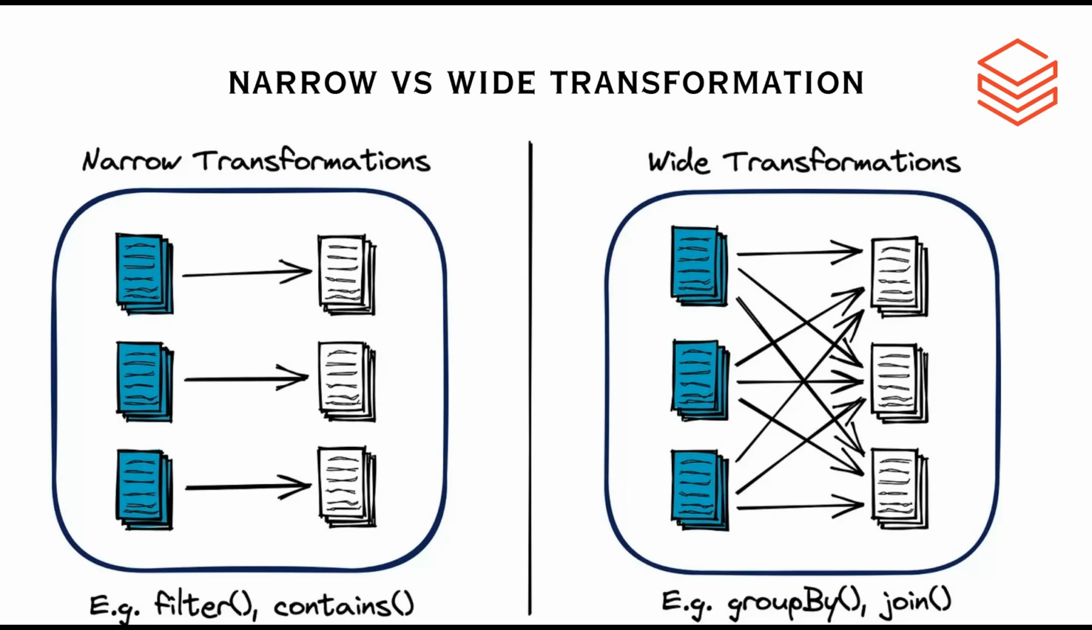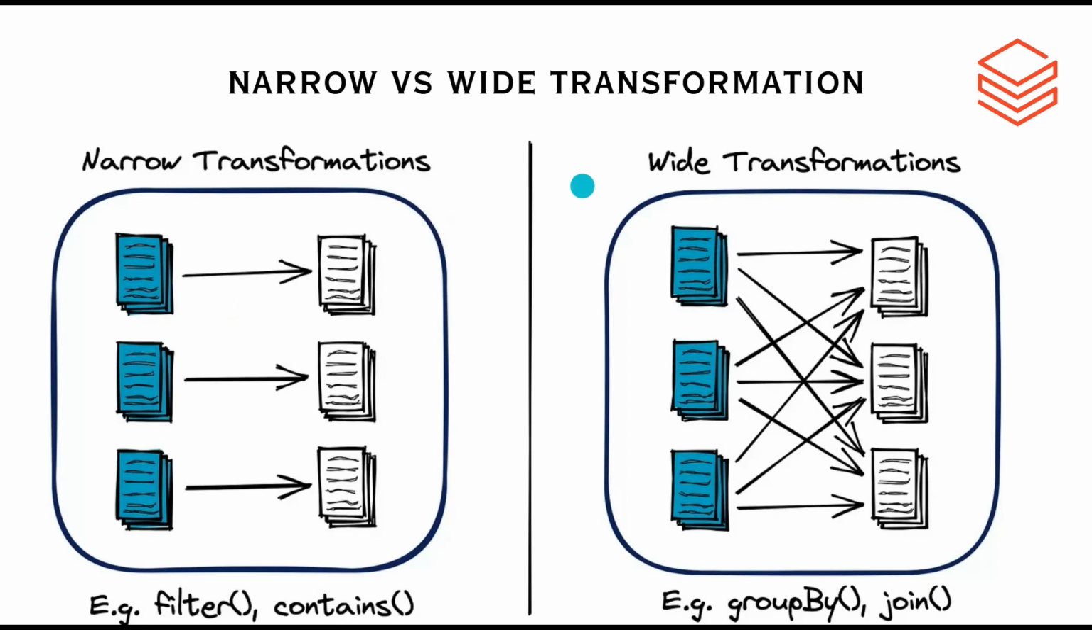For example, if you perform a filter transformation to select the transactions above $100 in a dataset, Spark will filter the data within each partition independently. So there is no need for the data to be moved between different partitions, making this operation faster.